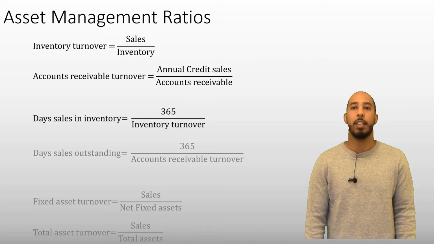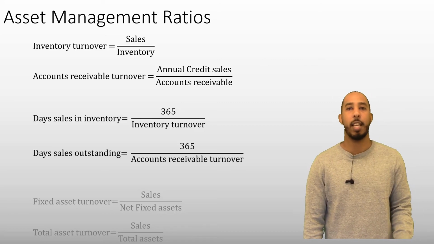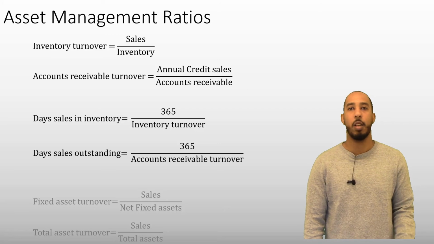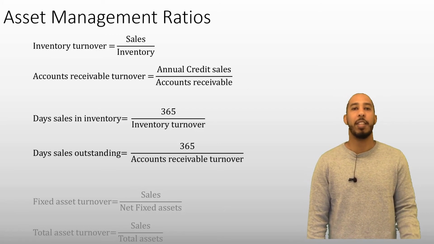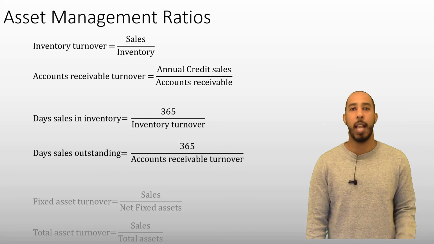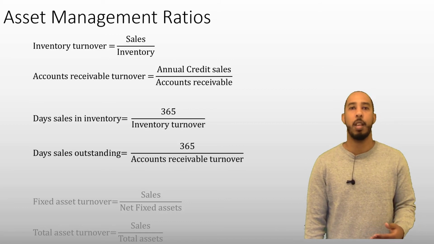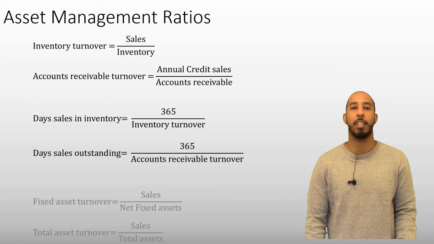We've already seen the next two ratios before, days sales in inventory and days sales outstanding. We saw them in a different format in our discussion of the operating cycle. They provide the same information as inventory turnover and accounts receivable turnover. They just present it in different units, days instead of the number of times per year. You can play around with these ratios to see if the math checks out.